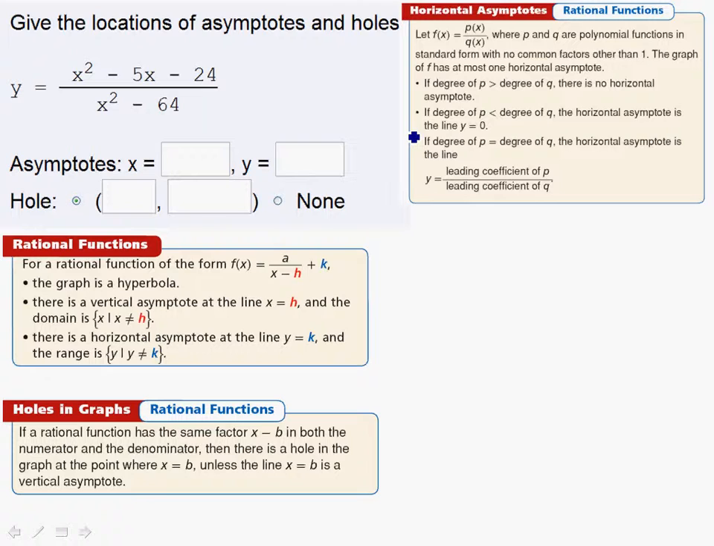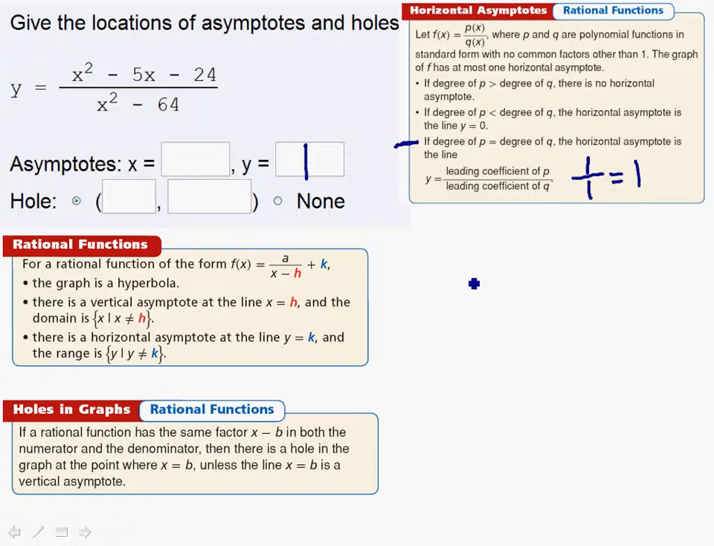Since the degree of the numerator is 2 and the denominator is also 2, we have equal degrees. So in order to find our horizontal asymptote, we have y equals the leading coefficient of p, which is the numerator, in this case 1, divided by the leading coefficient of q, which is our denominator, also 1. So that's going to equal 1. So y equals 1 is our horizontal asymptote.